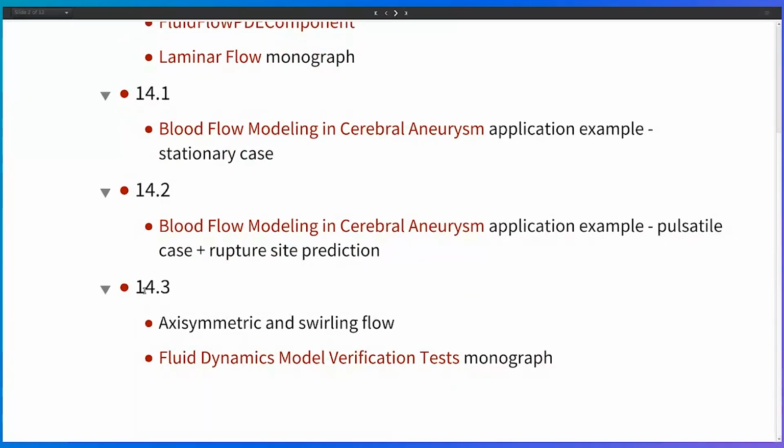In the latest version, 14.3, we added support for axisymmetric and swirling flows, and also we added a new monograph, the fluid dynamics model verification tests. Since this version was released quite recently, I would like to revisit those additions in more detail.